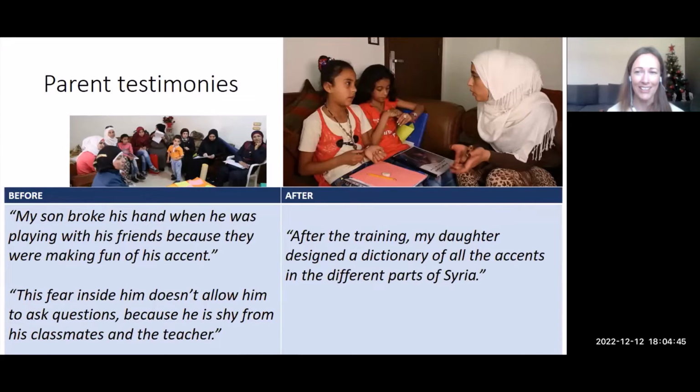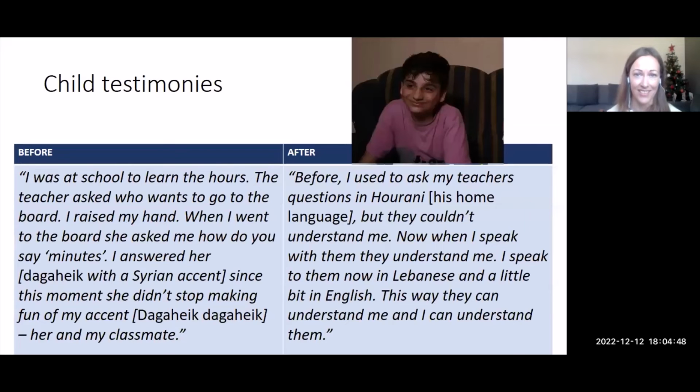And then finally, the words of a child. So this boy was involved in the training as well. And as you can see here, he's mentioned how even in his class, sadly, the teacher couldn't understand his accent very well. And the other children were laughing at his accent. But afterwards, he realized that he can change a little bit, he can adapt a little bit, and his teacher can adapt a little bit to better understand each other, and the problems were much resolved.